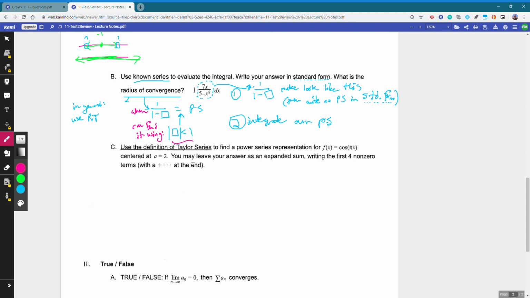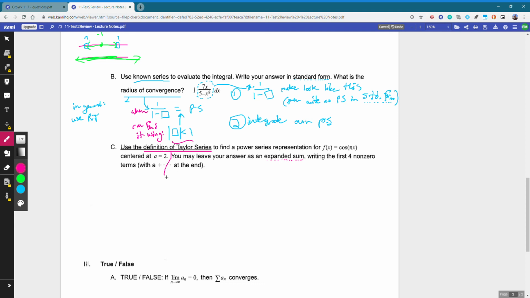All right. Next one, I use the definition of Taylor series. And so right away, what stands out to me is we're going to be taking derivatives, lots of derivatives. And to find a power series representation for this function centered at a equals 2, you may leave your answer as an expanded sum, so we don't need to worry about getting our power series into summation notation, finding the general pattern and all that. And it just wants the first 4 non-zero terms, with a plus dot dot dot because it's an infinite polynomial.